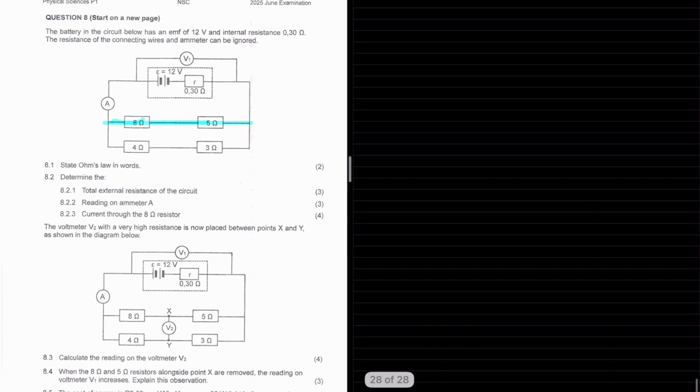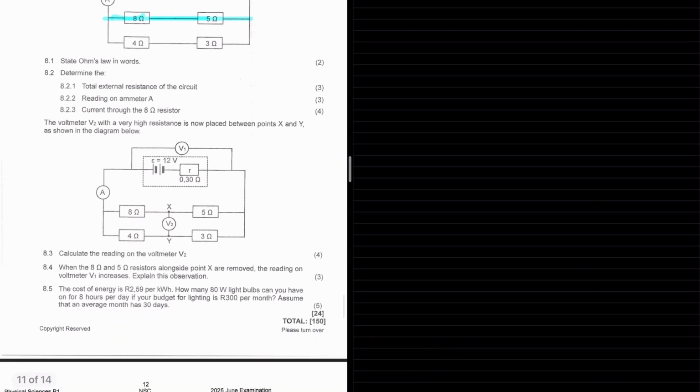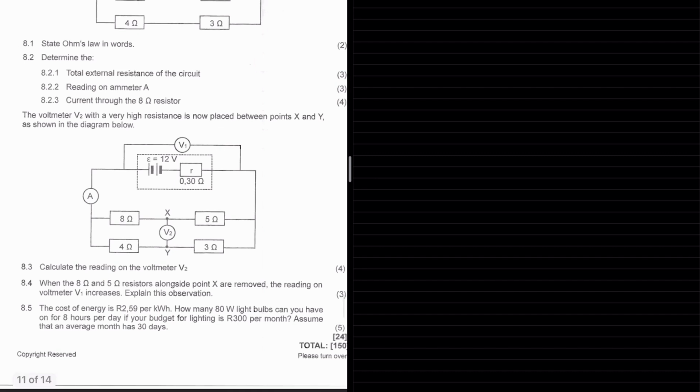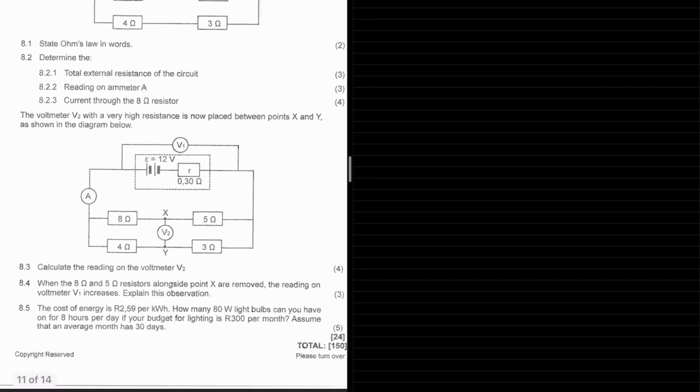Now let's move on. The next part of the question says the voltmeter V2 with a very high resistance is now placed between points X and Y as shown in the diagram below. Calculate the reading on voltmeter V2. So remember the V external is equal to 11.26. Now we can work out what each resistor is going to be using.